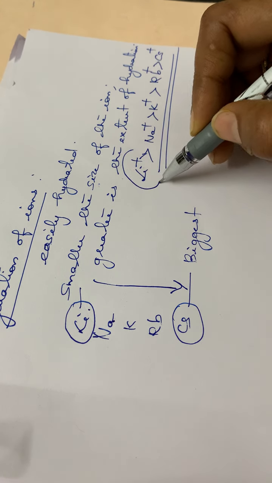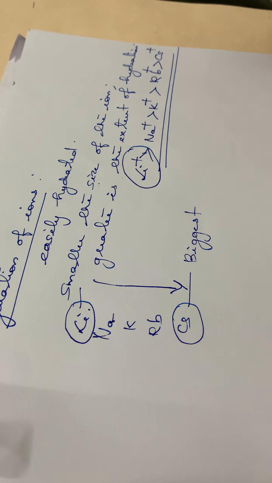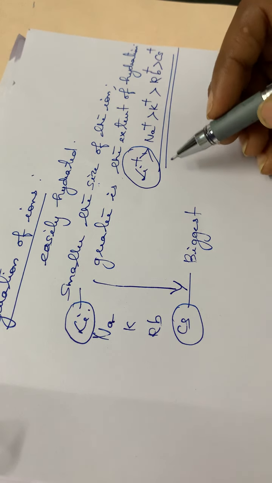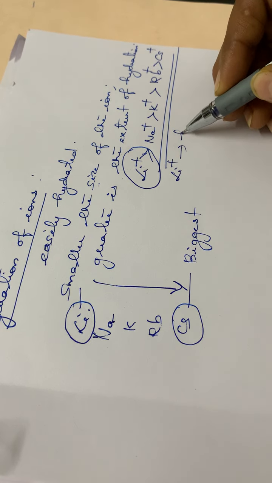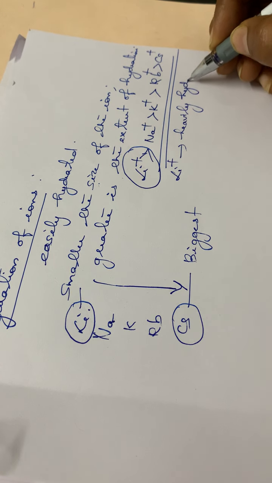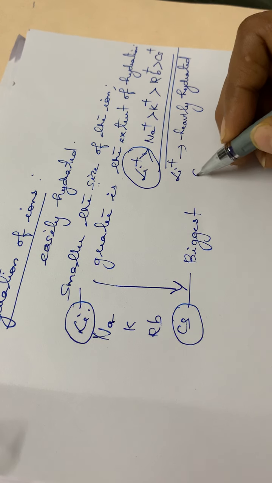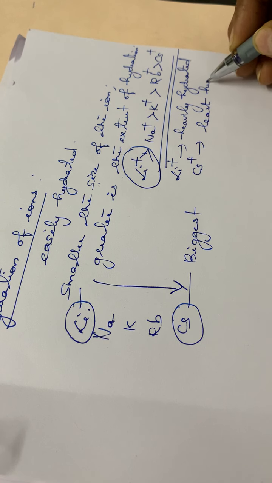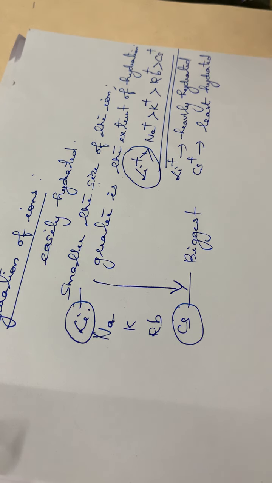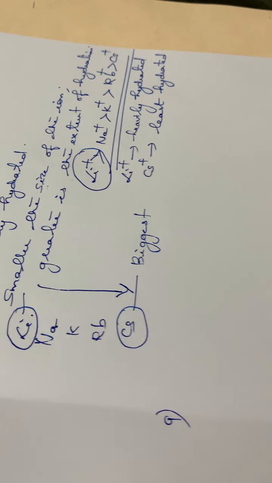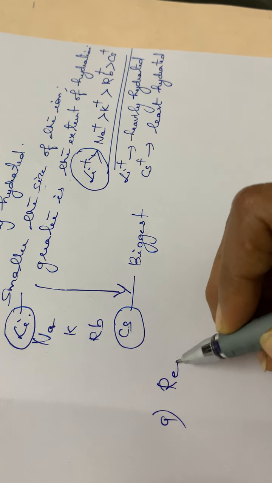Lithium is the easily hydrated species. Lithium ion is heavily hydrated because of the smallest size. And cesium is the least hydrated since it has the biggest size. Okay, so that is regarding the hydration of ions. Then the ninth property, that is the reducing properties and the electrode potential.